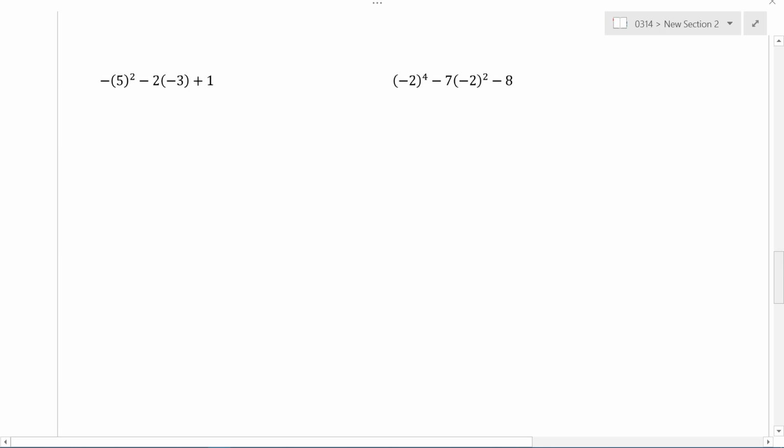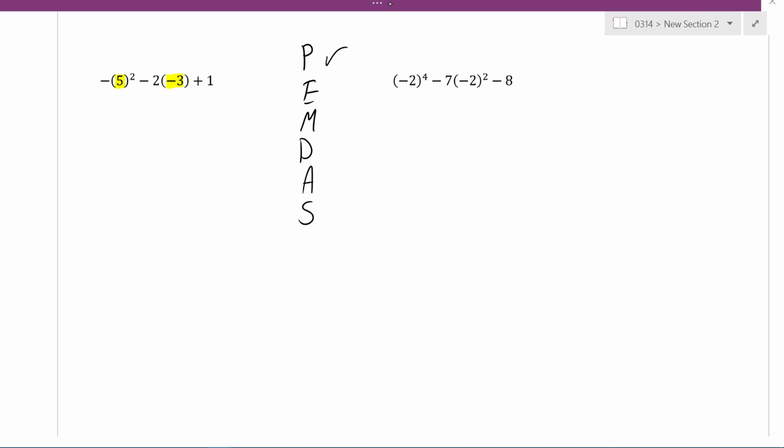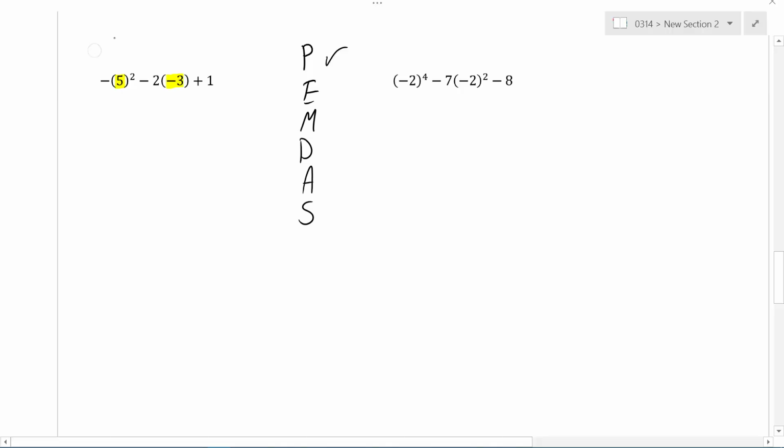Alright, so we have negative 5 squared minus 2 times a negative 3 plus 1. So we're going to follow our order of operations, PEMDAS. Okay, so the first thing I have to do is look inside parentheses and see if there's anything that I can do. So inside of this parentheses I have a 5, nothing I can do there. Inside of that parentheses I have a negative 3. So there's no operations to perform inside of the parentheses. So let's move on to the next operation.